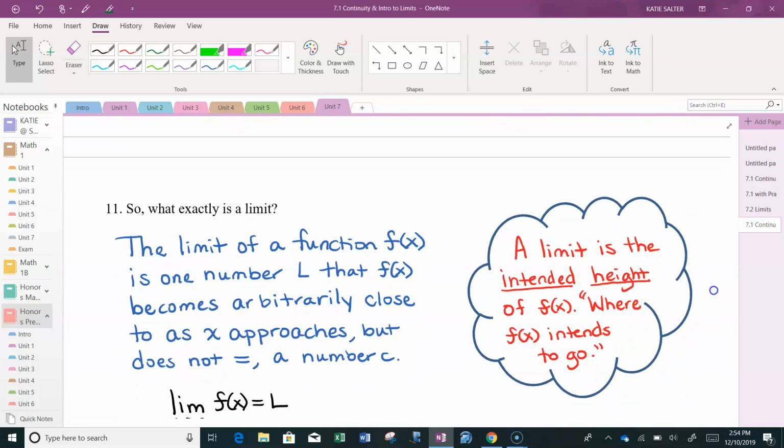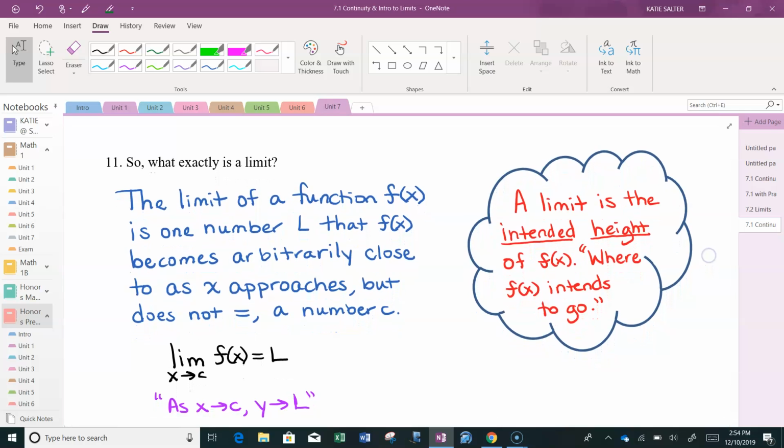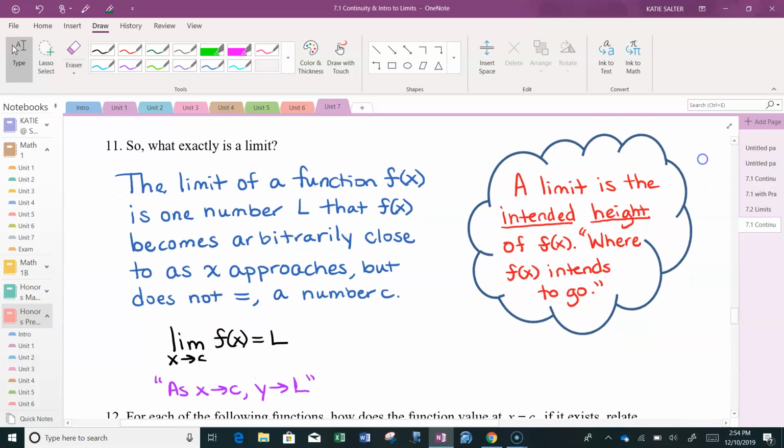All right, so let's put all this together. So what exactly is a limit? The limit of a function f of x is one number L that f of x becomes arbitrarily close to as x approaches, but does not equal, a number c. So I know that's very wordy, so let's put this in symbols. The limit as x approaches c of the function f of x is equal to L. In other words, as x approaches c, y approaches L. Does it actually have to get to L? No. It just has to be closing in on L.